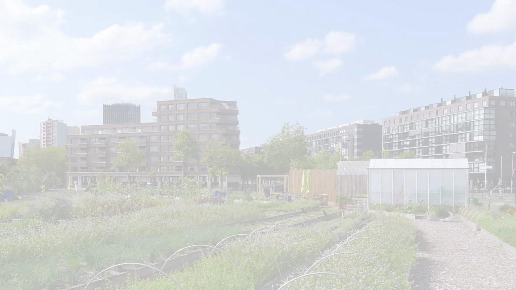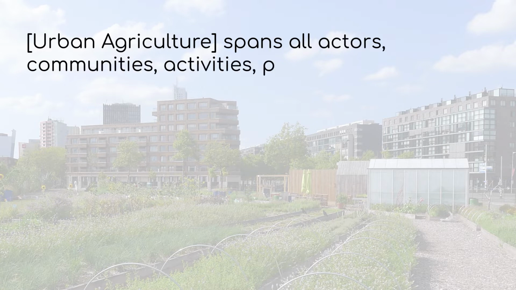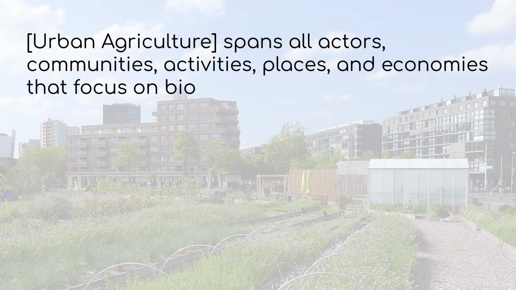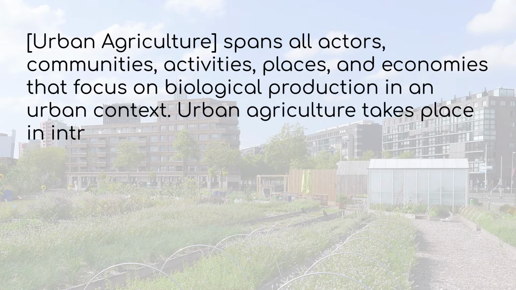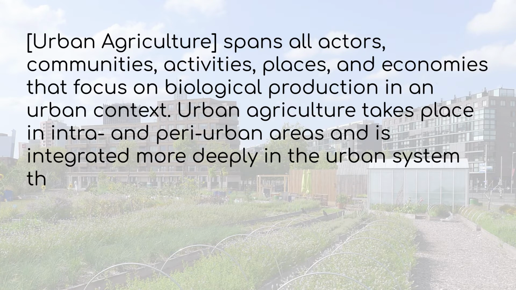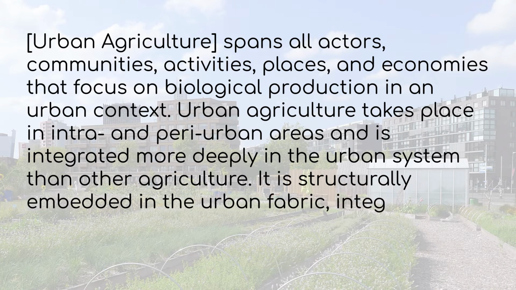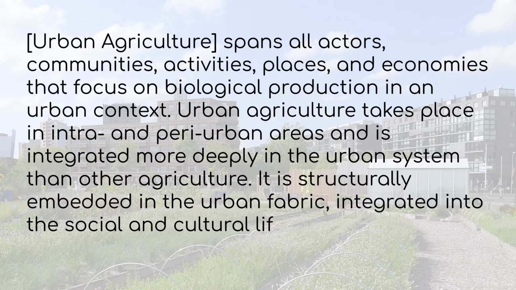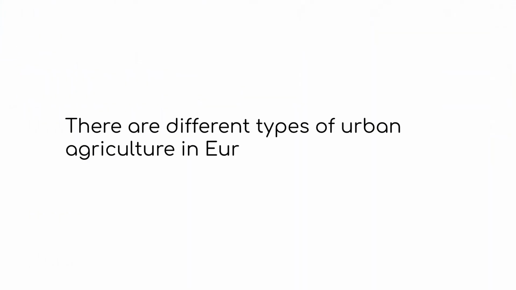How can we define urban agriculture? According to the research group Urban Agriculture Europe, it spans all actors, communities, activities, places and economies that focus on biological production in an urban context. Urban agriculture takes place in intra- and peri-urban areas and is integrated more deeply in the urban system than other agriculture. It is structurally embedded in the urban fabric, integrated into the social and cultural life, the economics and the metabolism of the city. There are different types of urban agriculture in Europe.